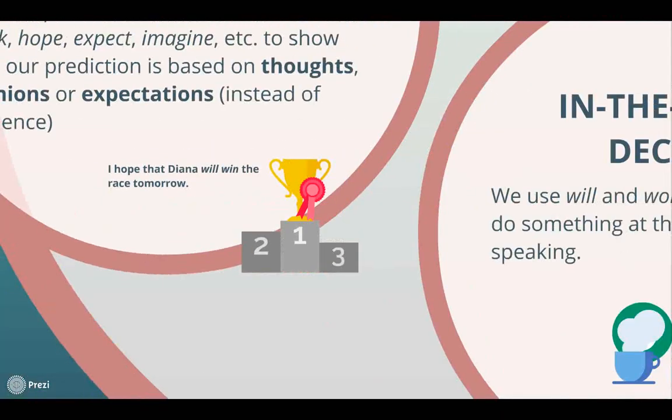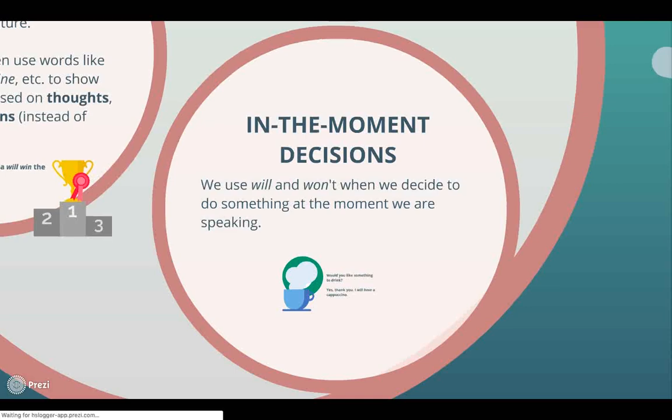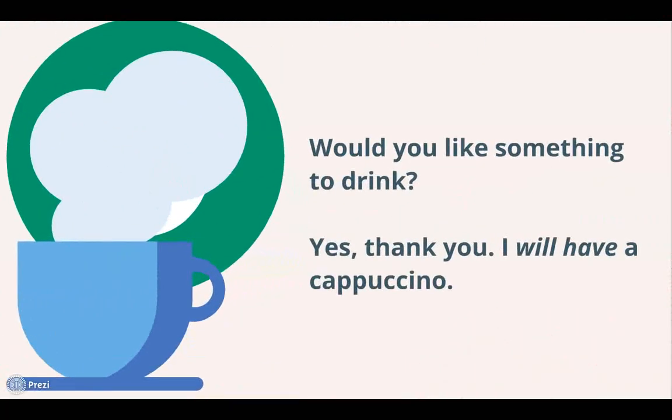Okay. We also use will and won't if I'm making a decision right at that moment. A lot of times this happens when we're at a restaurant or coffee shop and we're deciding right then what we might want. So maybe the waitress or waiter asks, "Would you like something to drink?" And I decide, "Yes, thank you. I will have a cappuccino."